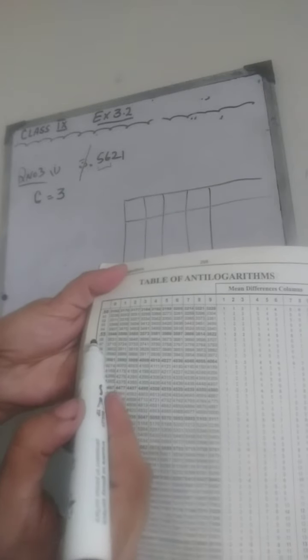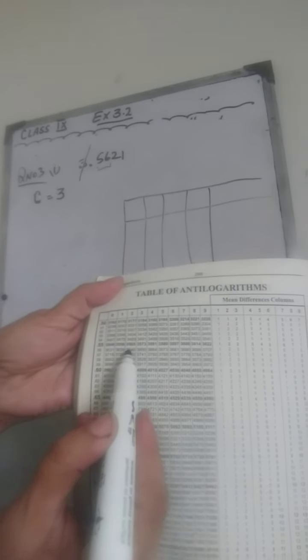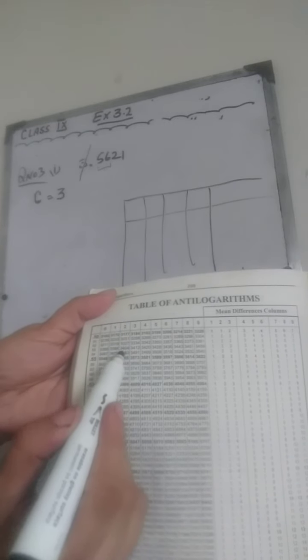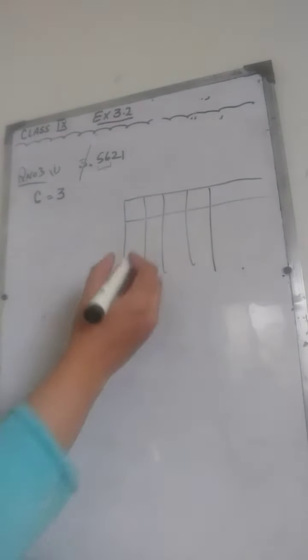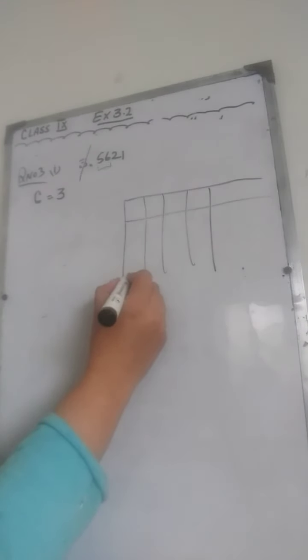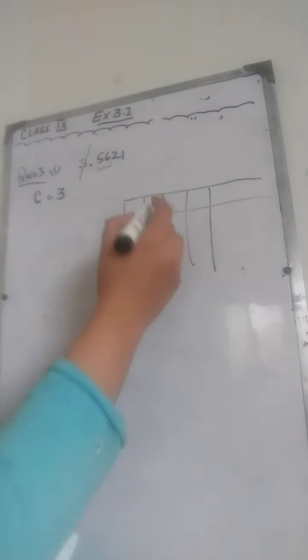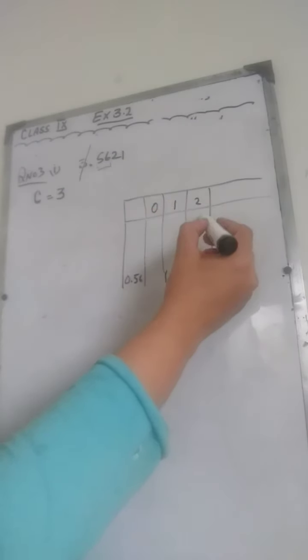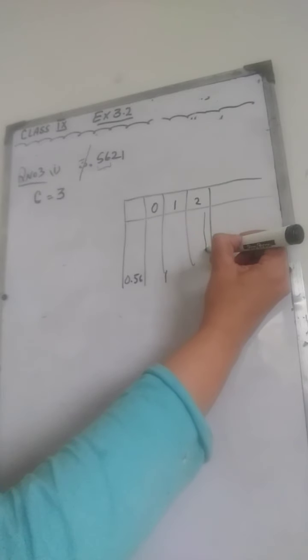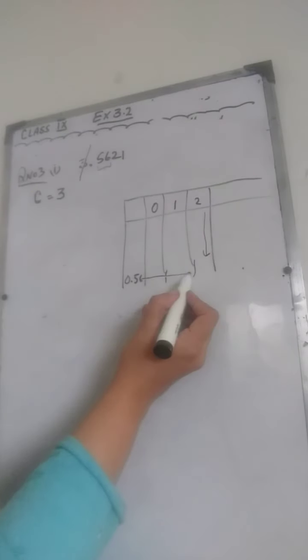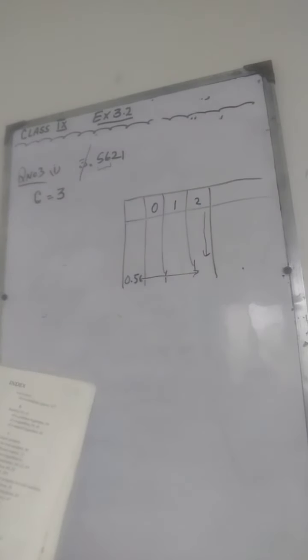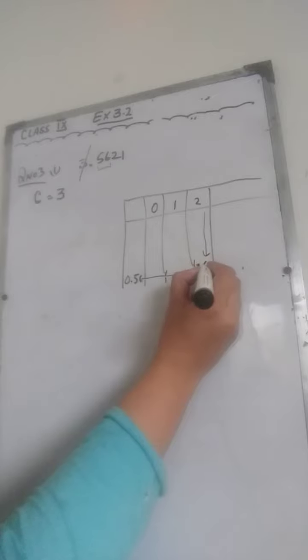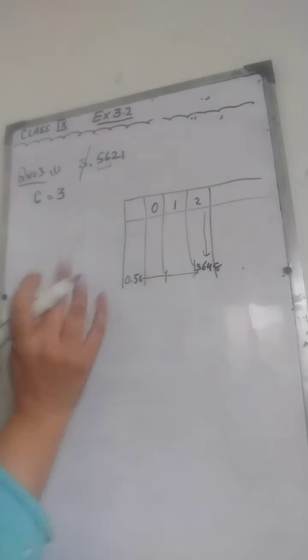Now if you come down vertically till you find 0.56, and here you find the column 2, the intersection of this line and this line will give you the number. First you move vertically downwards till you find 0.56, then 1, 0, 1, 2, and the intersection of these 2 lines gives you the number. The number written over here is 3648. Okay, this is the number.